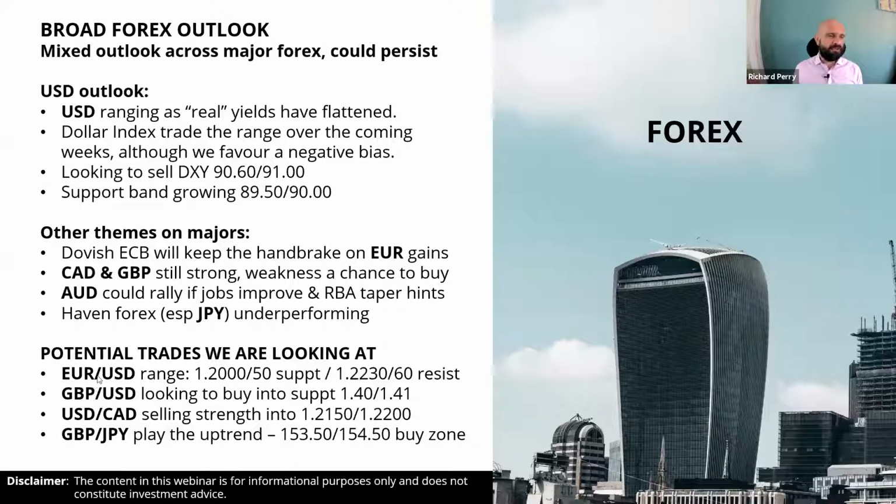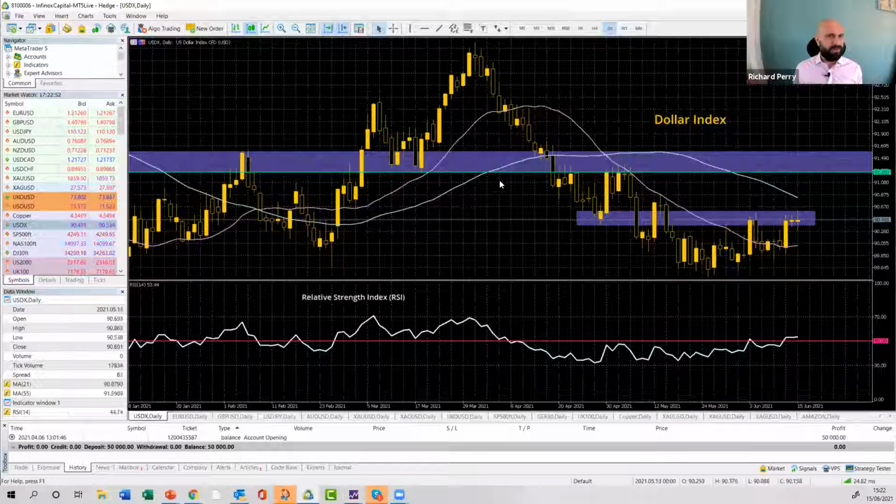I have a few trading ideas that I am looking at: euro dollar, cable, dollar CAD, and sterling yen, interestingly. Euro dollar, because I think the range on euro dollar is between 120 big figure and 122.60. Let's have a look at that.